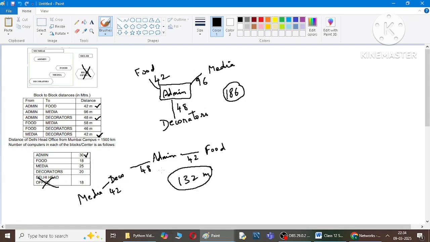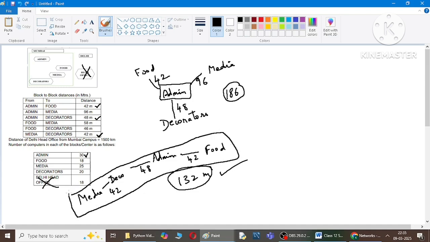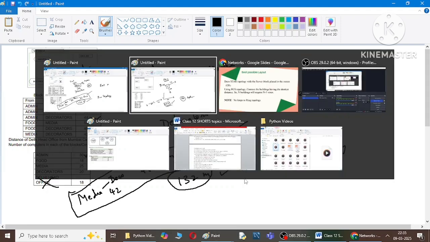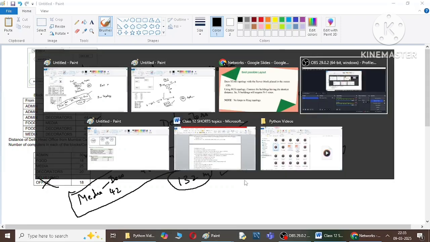Again, in this also, bus topology is the best one, and this is the best possible layout. You have to first write the best possible layout and draw this diagram, and then write bus topology is used. This is the best possible layout because it involves less cable, right? Cable length is less only in this design.